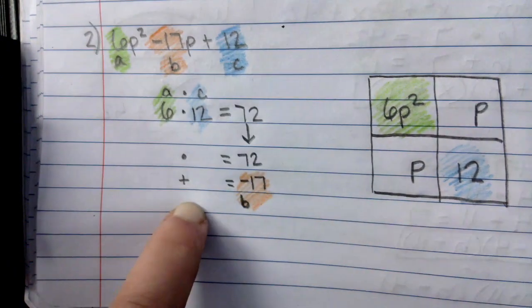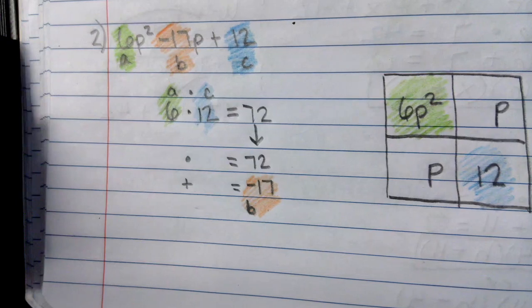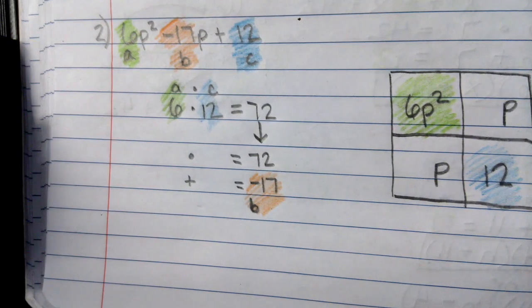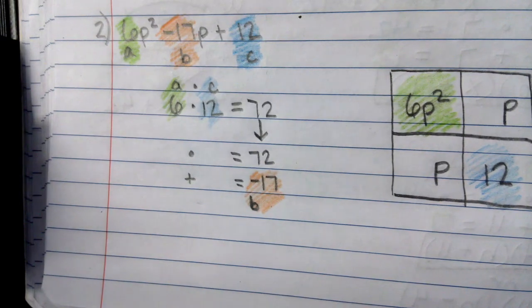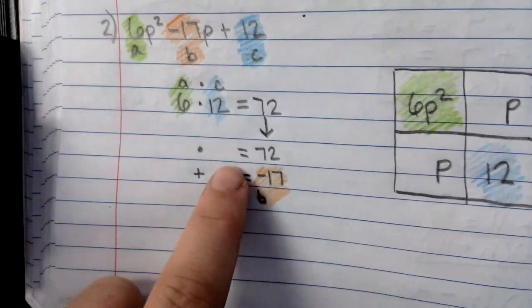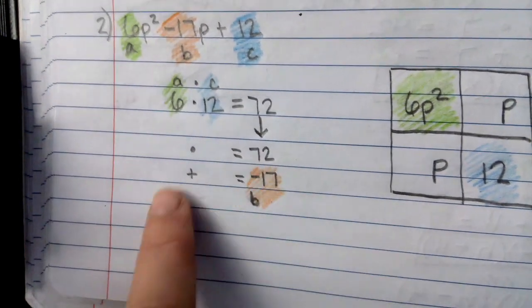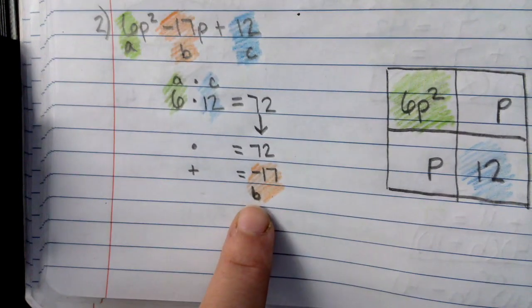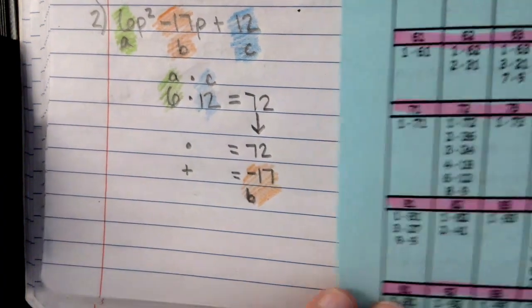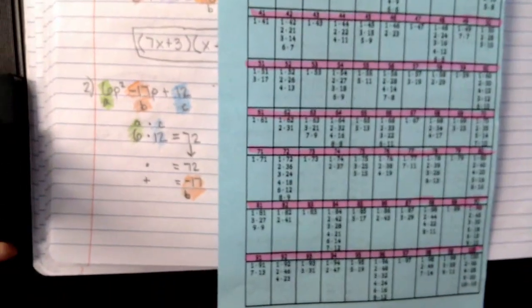All right, so what we need to do is find two numbers that when I multiply them, I get 72, but when I add them, I get negative 17. I'm seeing a lot of people already grab their blue sheet, which is great. On the blue sheet, should we look at 72? 17. Good. 72, because that's the multiplying problem. So in that 72, I'm looking at all these pairs.